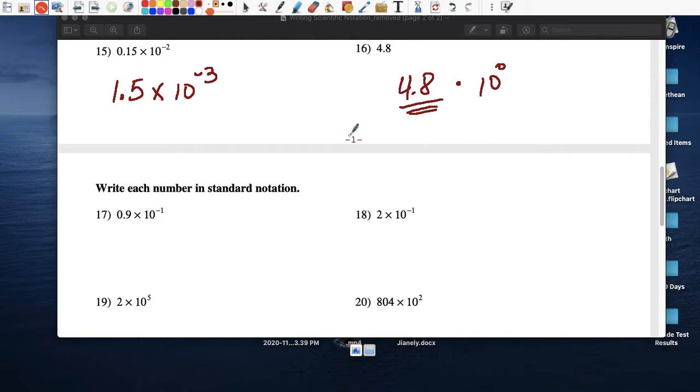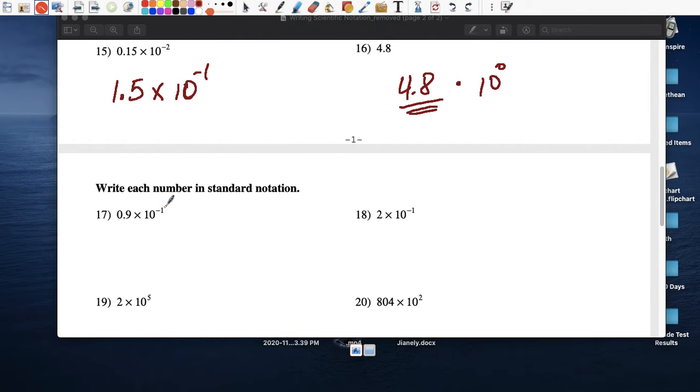And by the way, this one should have been negative 1. Okay, my apologies. Here, we want to write this in standard notation.